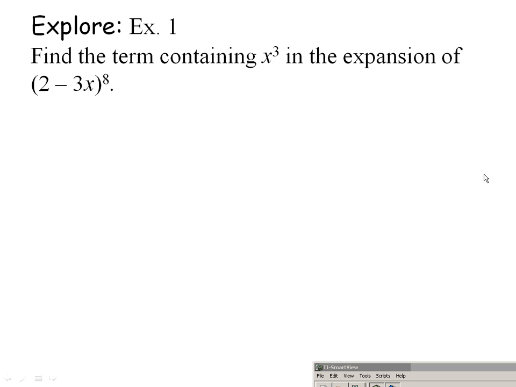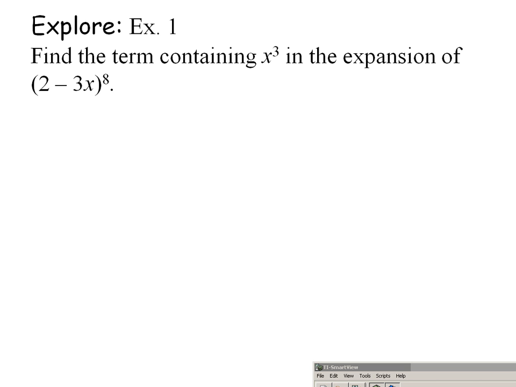And this first question says, find the term containing x to the third power in the expansion of 2 minus 3x to the 8th power. Now, once again, what we're not going to do is FOIL. We could do it. I would probably make a mistake here or there. I would definitely need a calculator to do it. And it would take some time. The idea is that we can use our formula to get through this a little bit faster.